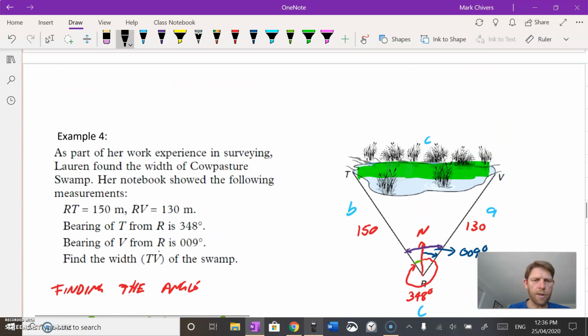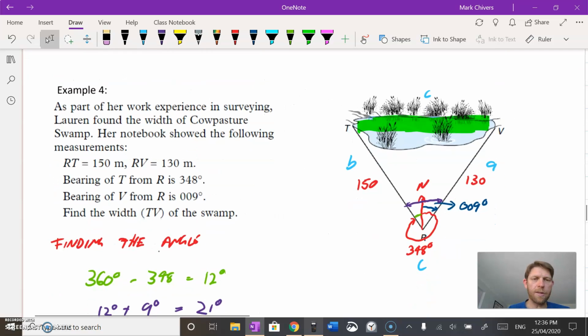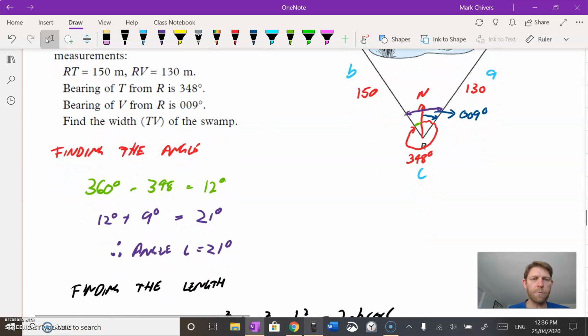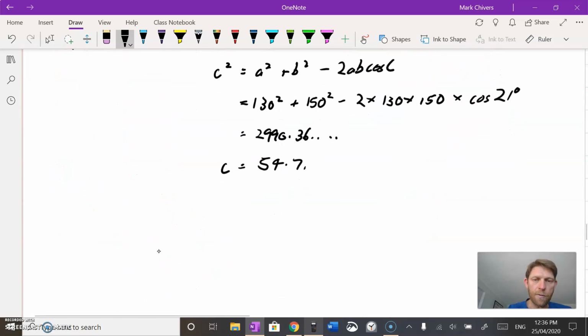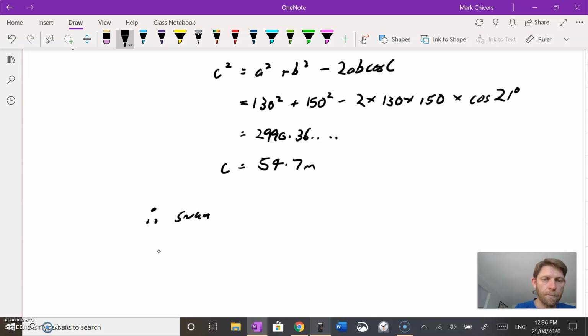We'll just check what the question asked. Find the width of the swamp. It didn't actually ask us how many decimal places, but it is in meters. So 54.7 meters. So therefore, the swamp is 54.7 meters wide. And there we go.